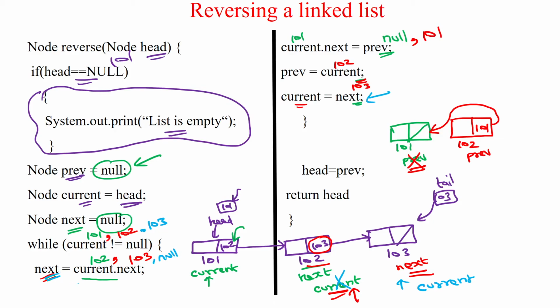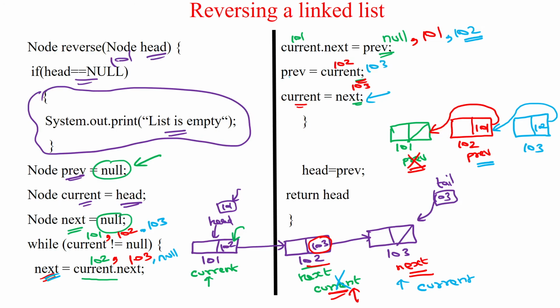Then now, what is the previous node? Previous is 102, so 102 is assigned to current dot next. I will draw one node. This is current, and current is 103. Current dot next is previous, so previous is 102. So I am writing 102 in the address field. If I write 102, the link will be created to 102. Then current is now 103.